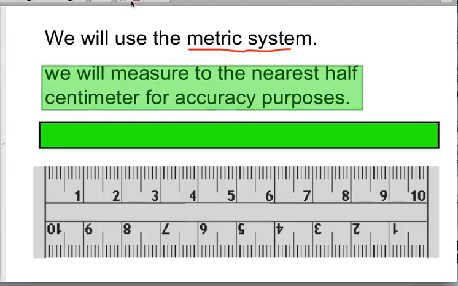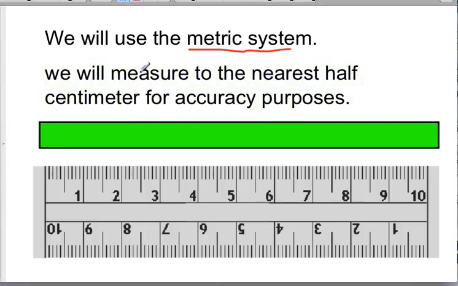The reason we're using the metric system is because it's a little bit more accurate for our purposes, all right? And we will measure to the nearest half centimeter, and we're doing that for accuracy purposes. So when we talk about measuring with KNEX, make a note that we are measuring to the nearest half centimeter for accuracy purposes.